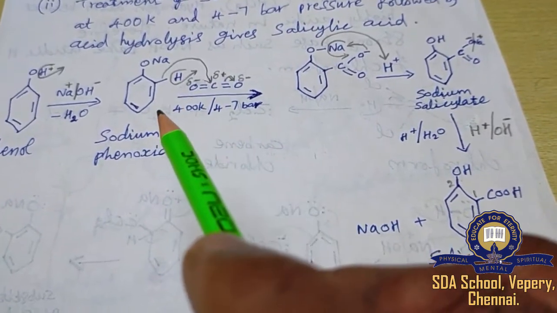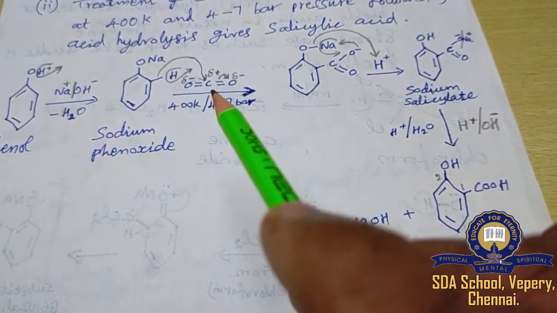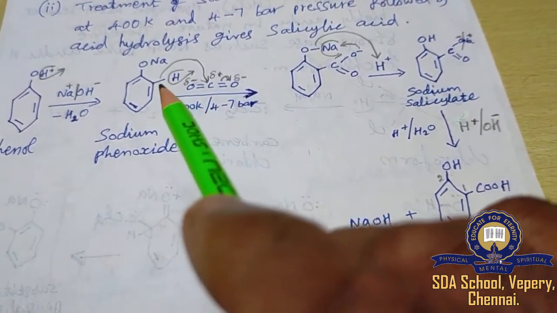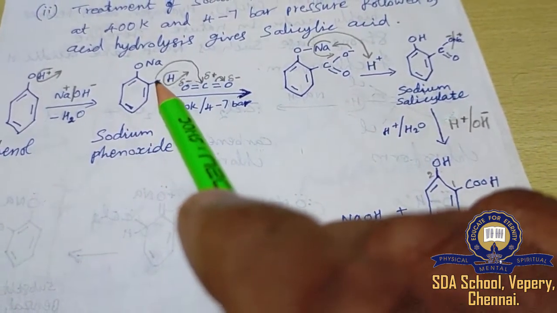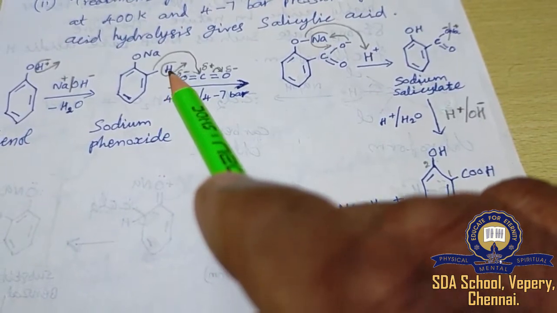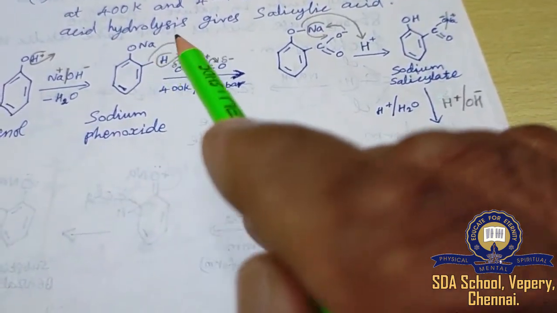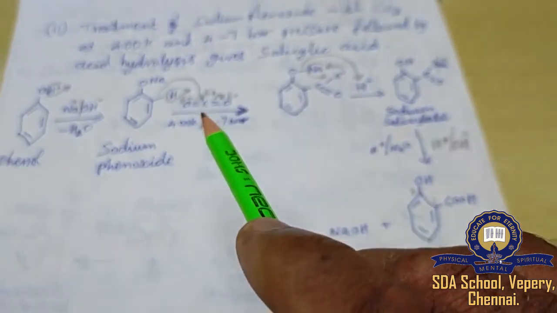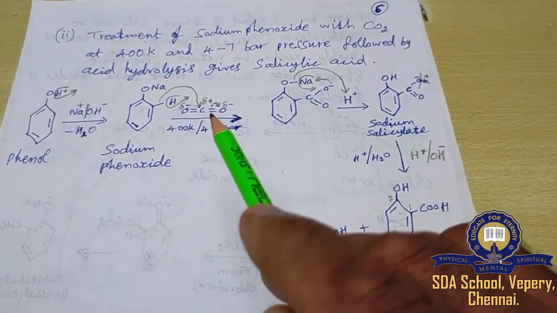Now sodium phenoxide is allowed to react with carbon dioxide. Now the ortho position on the benzene ring loses hydrogen as H plus, and this bond attacks the carbon having the positive charge.